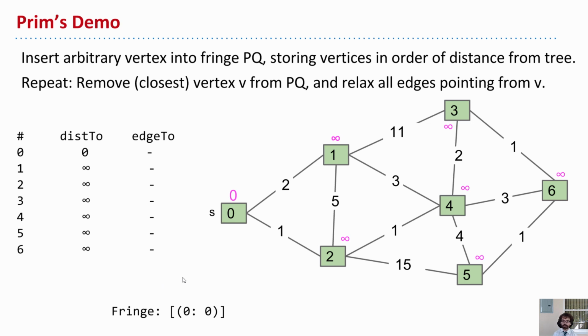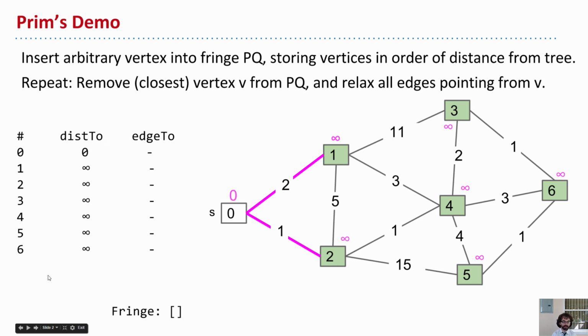Each vertex is going to be given a priority that is equal to the distance from the tree. So 0 is 0 units of distance away from the tree, so it's on there with priority 0. Then we're going to repeatedly do the following. We're going to remove the closest vertex in the priority queue, and relax all of the edges pointing from it. In this case, we can say, is 2 better than infinity? Is 1 better than infinity?